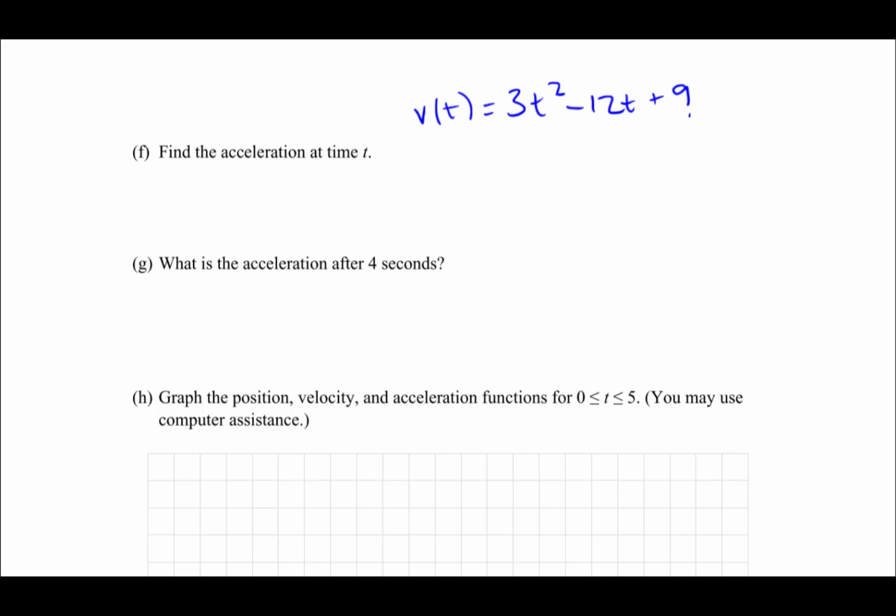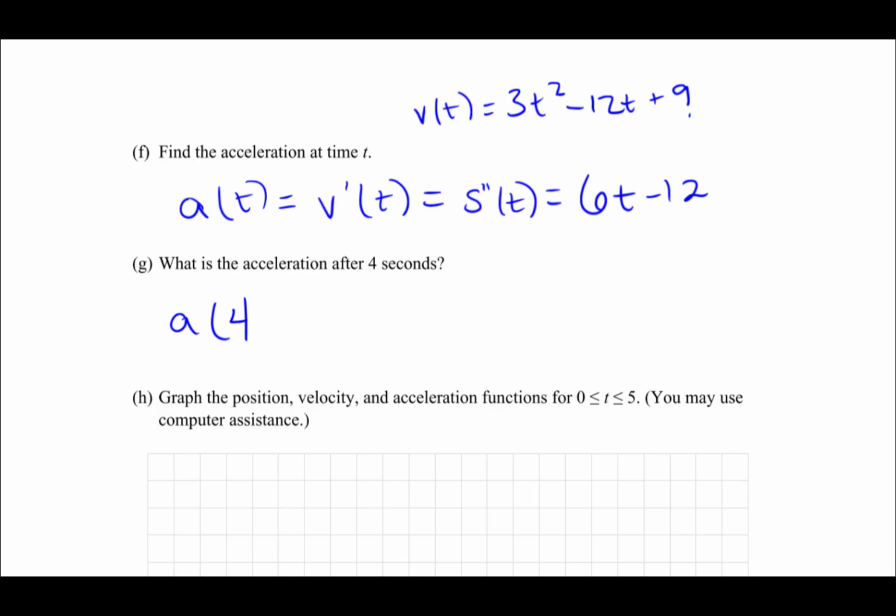Moving on to the second page, we're asked to find the acceleration. So the acceleration function is the derivative of velocity. It's the rate of change of velocity, which, as a reminder, is the second derivative of the position. And I've written the velocity function there as a reminder. So again, just taking the power rule here, we get 6t minus 12. And to find the acceleration after 4 seconds for part G, we just substitute 4 into that expression we just found, and we get 24 minus 12 is 12 meters per second squared. Don't forget those units.